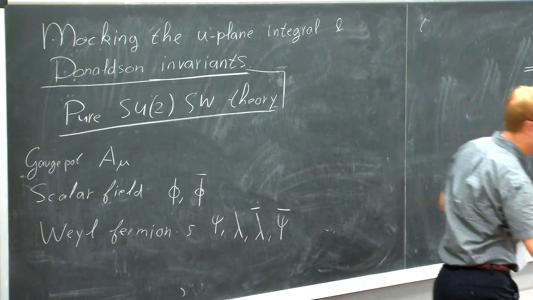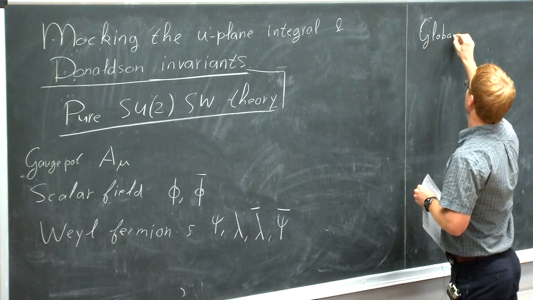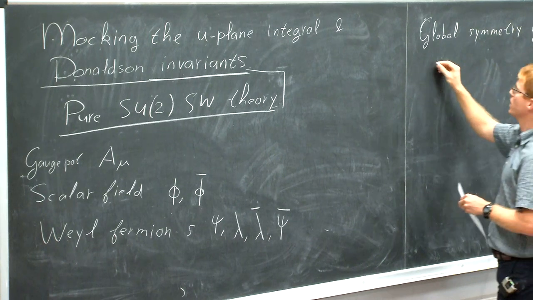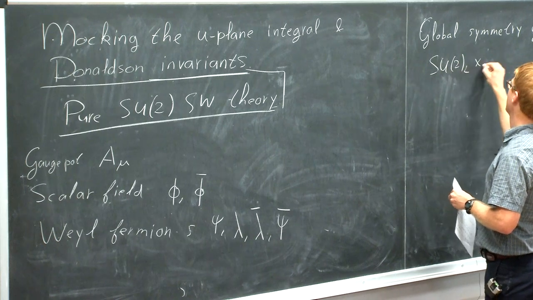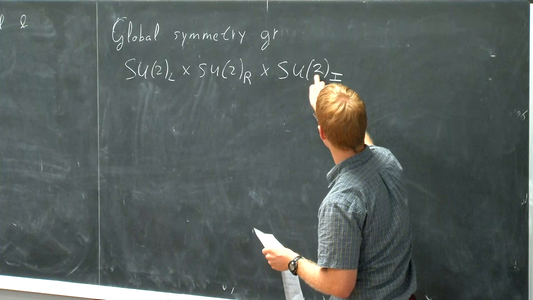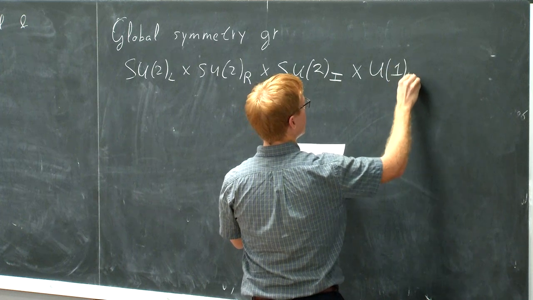So we have the global symmetry group, which is SU(2)_L times SU(2)_R, which forms the SO(4) rotation group. And then there is an R symmetry group. It's a bit inconvenient terminology, maybe. Let me denote it by SU(2)_I. And there's also a U(1), let me call it. All right.